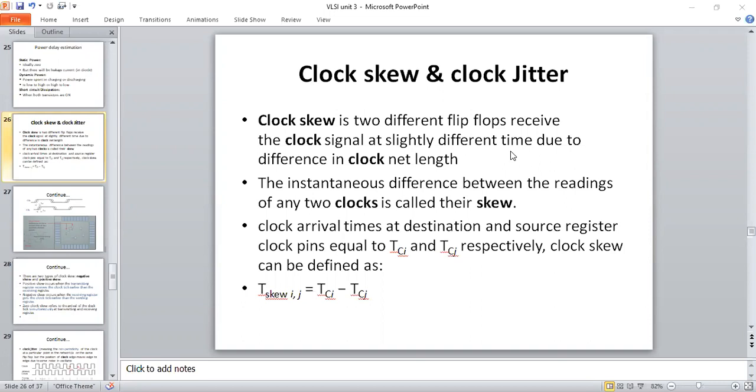Okay. Now let us take one example. Suppose you are taking one destination and source, and the clock appears at time TCI for the destination and TCJ for the source register, and the clock skew can be defined as the difference between these two signals. Okay. Now we can explain with respect to one diagram.